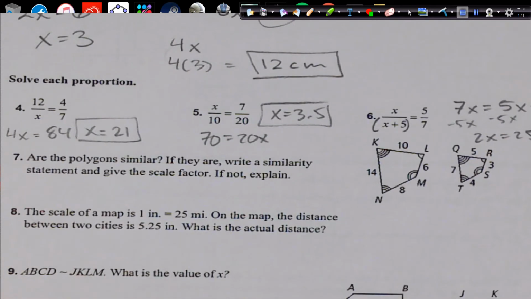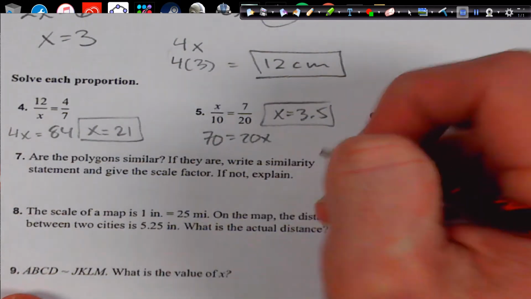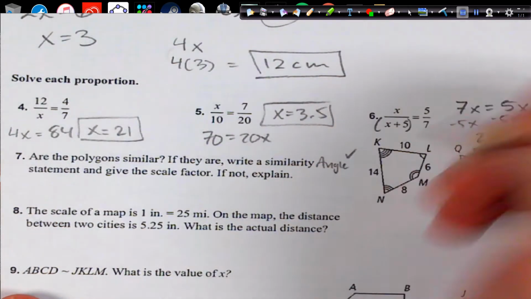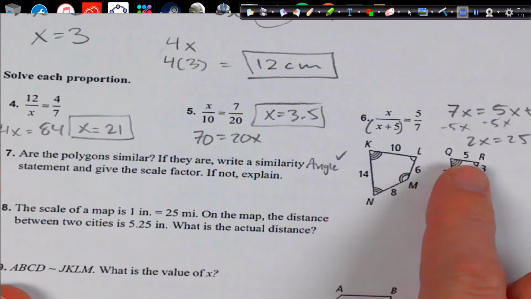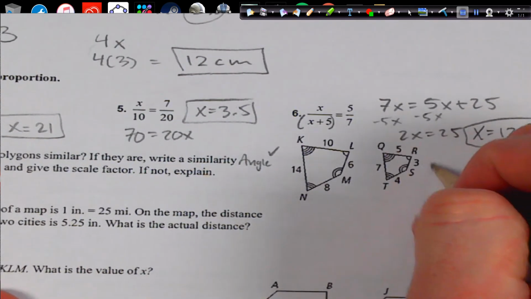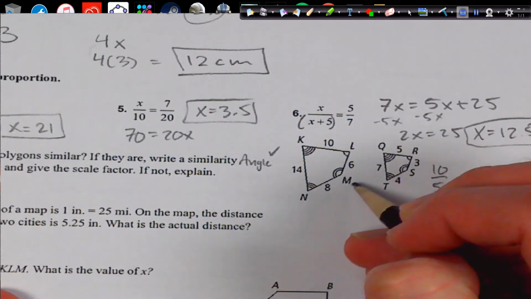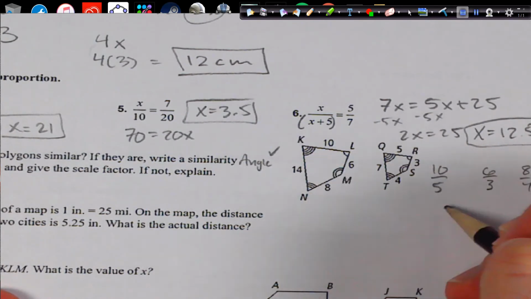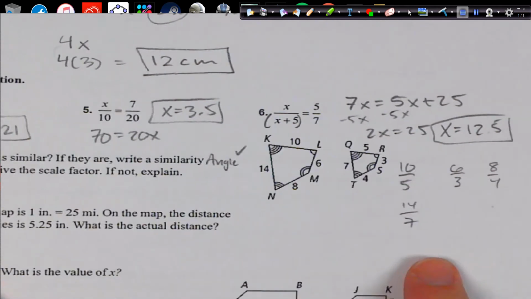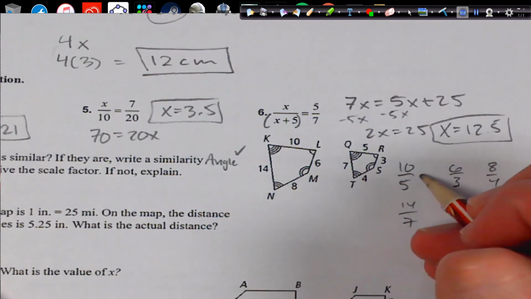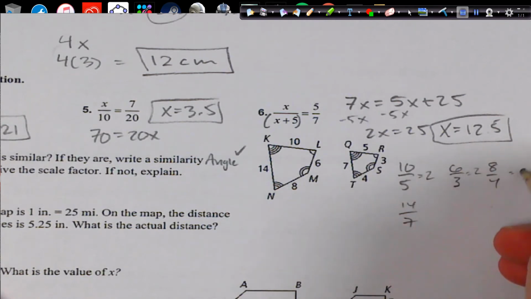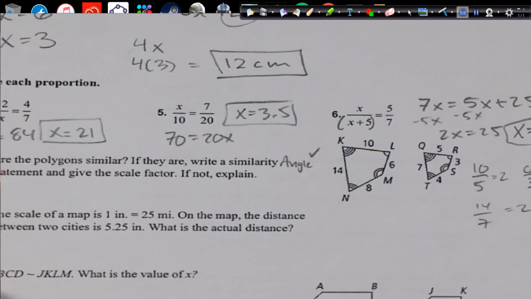Are the polygons similar? If they are, write a similarity statement and give the scale factor. If not, explain. Okay, we know the angles are all congruent, so we're good there. Now we need to check sides. So I'm going to check the sides over here: 10 over 5, 6 over 3, 8 over 4, and 14 over 7. If you actually look at all those, these all reduce to 2 over 1. So all the sides are proportional, so we know that this is a similar polygon.